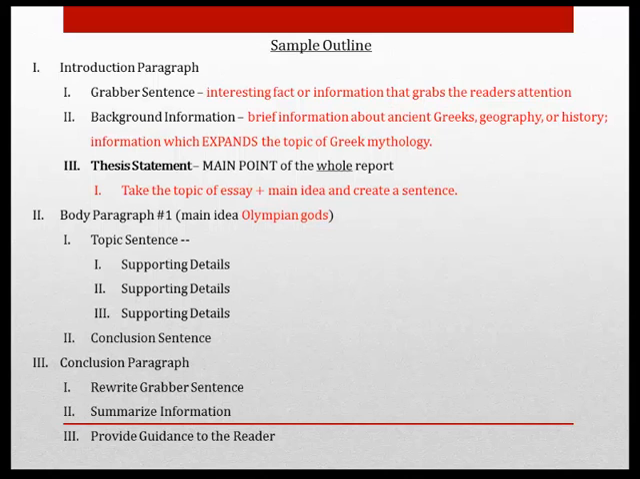Students were meant to write a grabber sentence, some interesting fact or information, and background information about the topic of Greek mythology. And then this week we're going to take a look, and you've already drafted your thesis statement, which is the main point of the whole report, but we are going to focus very specifically on being able to improve that thesis statement.